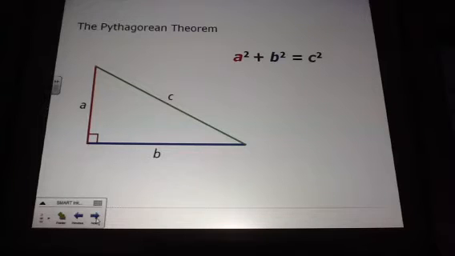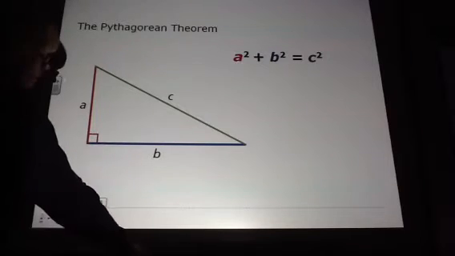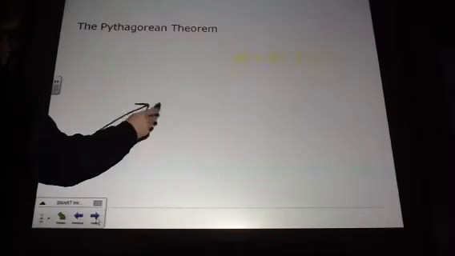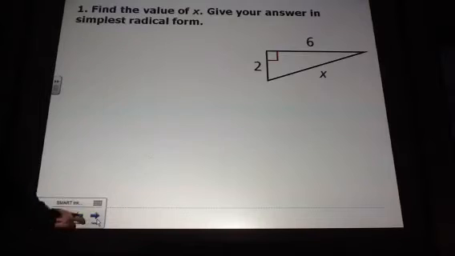Okay, Pythagorean Theorem, you must have a right triangle. The right angle is the included angle between the segments, which are your legs, A and B. And across from that right angle is your hypotenuse. Pythagorean Theorem: A squared plus B squared equals C squared.